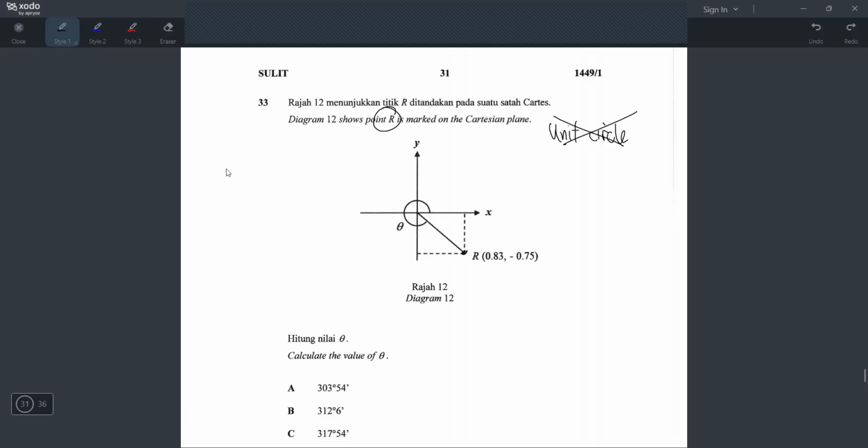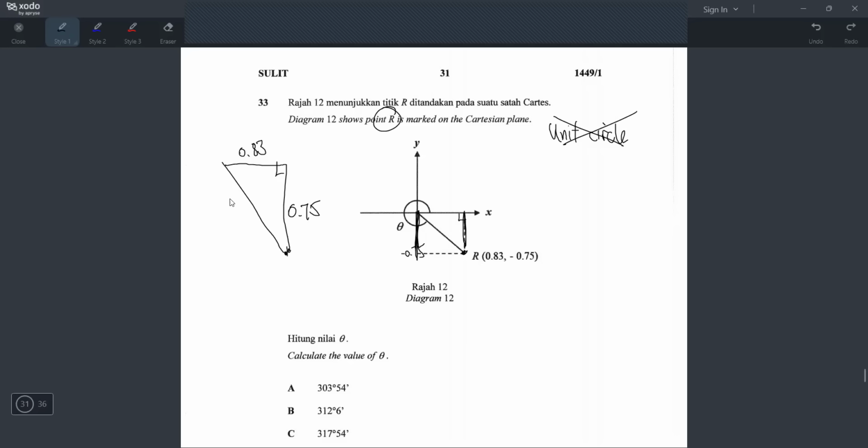So I will take out this right angle triangle. This will be 90 degrees, right? Since the x coordinate is 0.83, it means the panjang here is 0.83. And then the y coordinate is negative 0.75, but I only want the panjang. So this should be 0.75. I will not write the negative because I only focus on the length. The negative is just because they are duduk bawah lah.